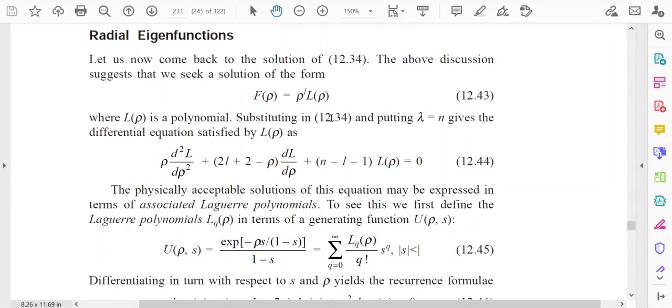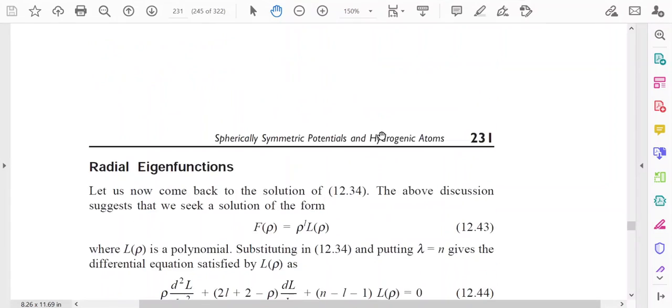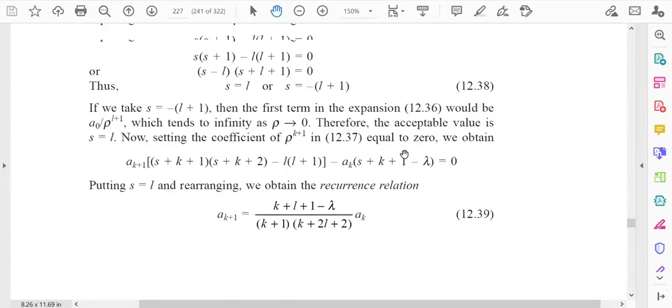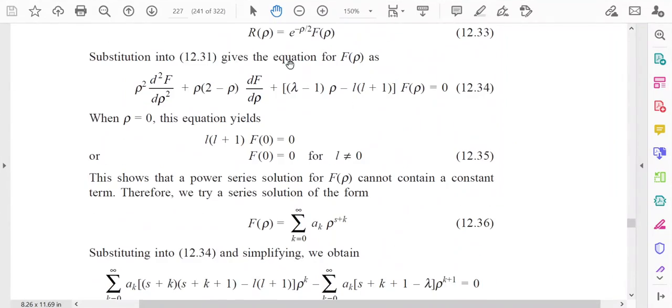Now, we will again come back to the solution of the radial equation. We have started from equation 12.34. Let us look at it again. Equation 12.34. We have started from this equation, but we have not completely solved it yet. What we have done, we have shown that energy value depends on the value of principal quantum number n only, but we have not completely solved it. So, how to solve it?